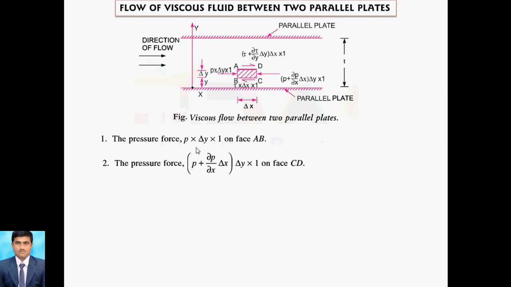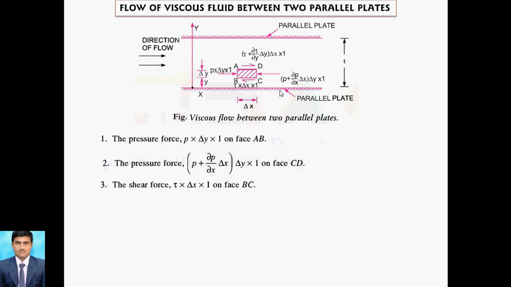Now we consider the pressure force opposite to AB, that means on the face CD. The pressure force is nothing but the pressure plus dou P by dou X into delta X, in the bracket, into delta Y into 1. So here we put the value of delta X as 0. What happens? Only P delta Y into 1 remains, because if you put delta X as 0, only P delta Y into 1 remains. That means if you take the opposite of that, this depends on your length, that is BC.